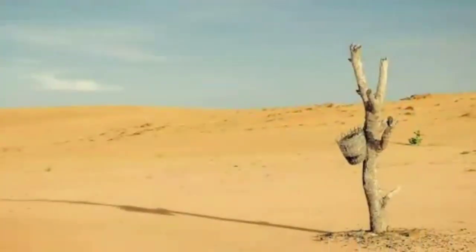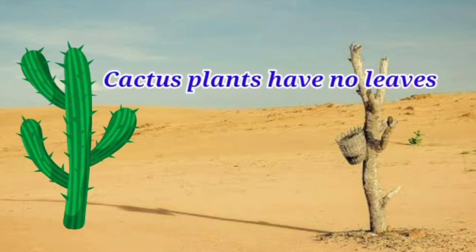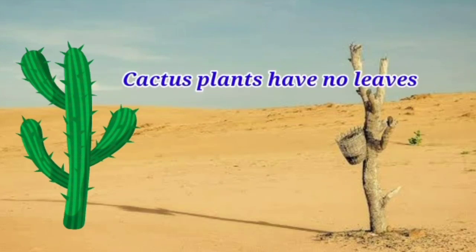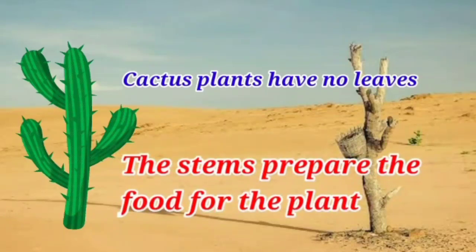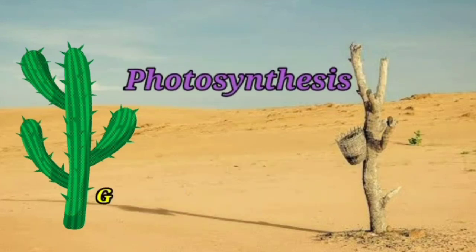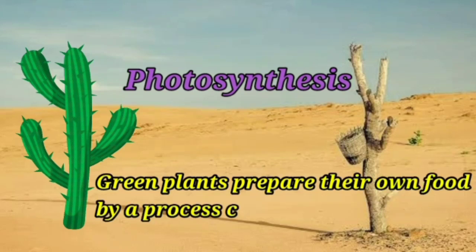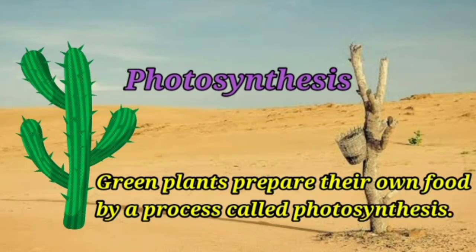Okay, students, as we all know, cactus plants don't have leaves. How do they prepare their food? Yes, cactus plants have no leaves. The stems prepare the food for the plant by the process of photosynthesis. What is photosynthesis? Green plants prepare their own food by a process called photosynthesis.